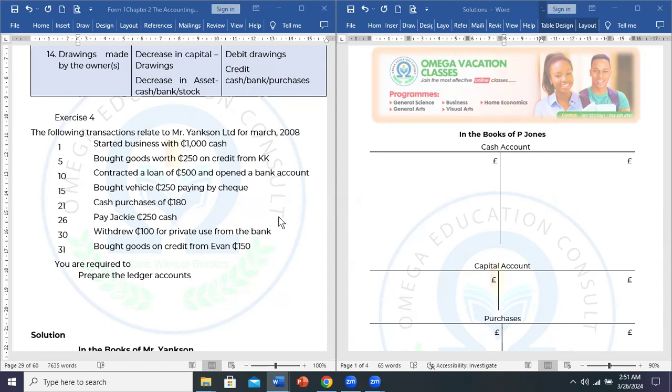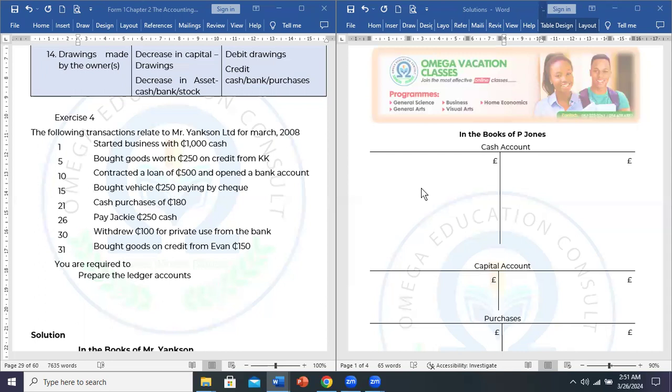So it means that if you go through the transactions and you see cash, you should only have one cash account, regardless of cash being repeated in the first transaction, second transaction, and specifically here, you see started business with 1,000 cash, cash purchases, pay Jackie cash. So even though you are seeing 1, 2, 3, they should all be in the same one cash account. So you don't have to be repeating accounts. You just have to put all of them in one account, right? Good.